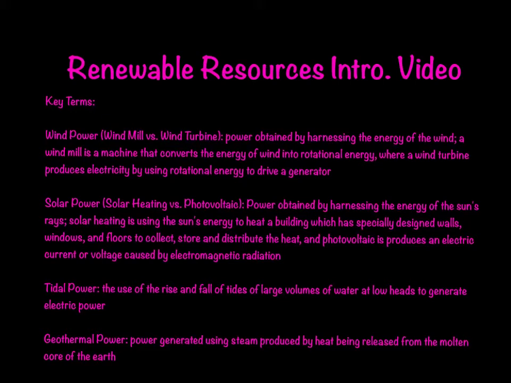Now solar power, I will be talking about solar heating versus photovoltaic. So solar power is power obtained by harnessing the energy of the sun's rays. Now solar heating is using the sun's energy to heat a building, and this building has specially designed walls, windows, and floors which collect and store and distribute the heat. A photovoltaic cell produces an electric current or voltage which is caused by the electromagnetic radiation or the sun's rays.